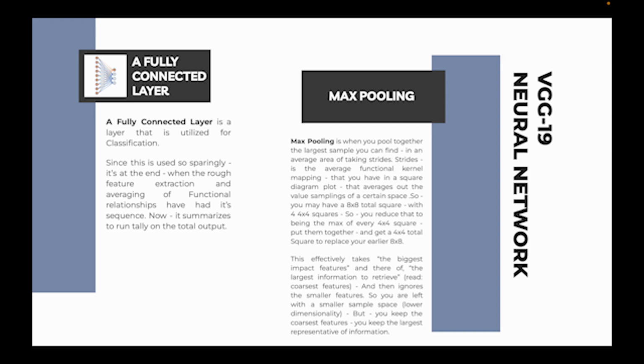In short, max pooling is used to reduce the size of the image so that later we need to learn fewer parameters in our model, and hence the model can work faster.